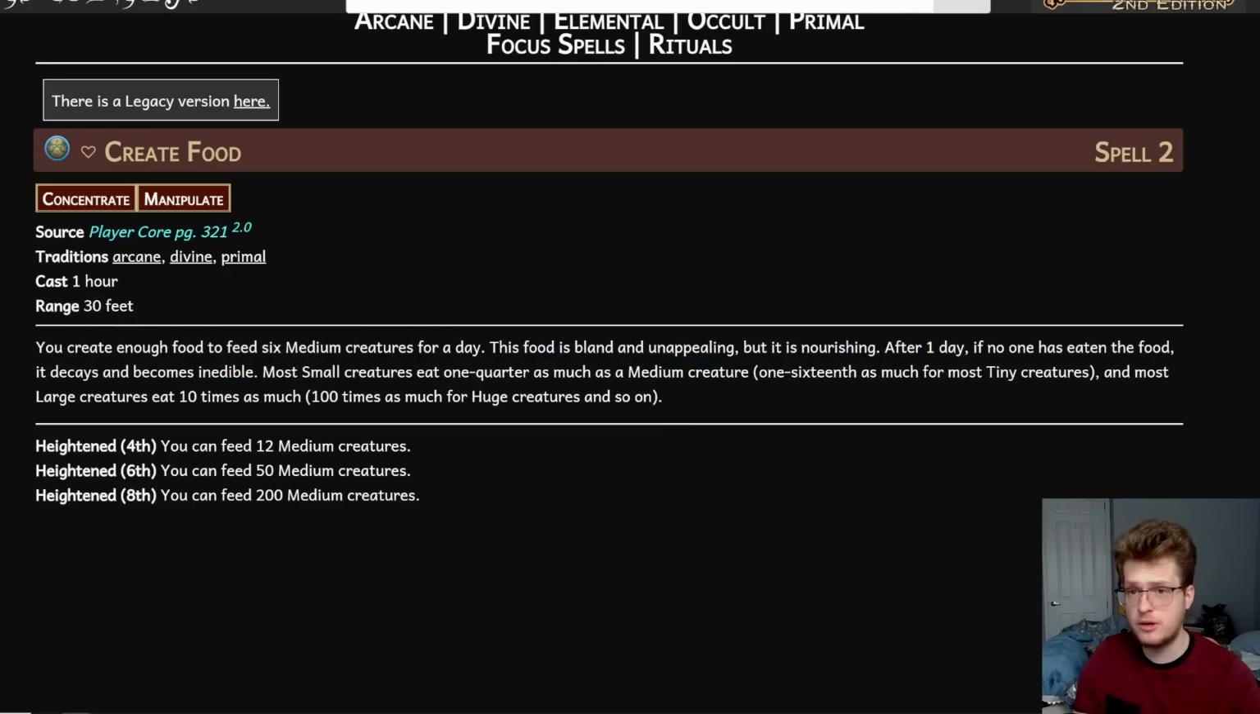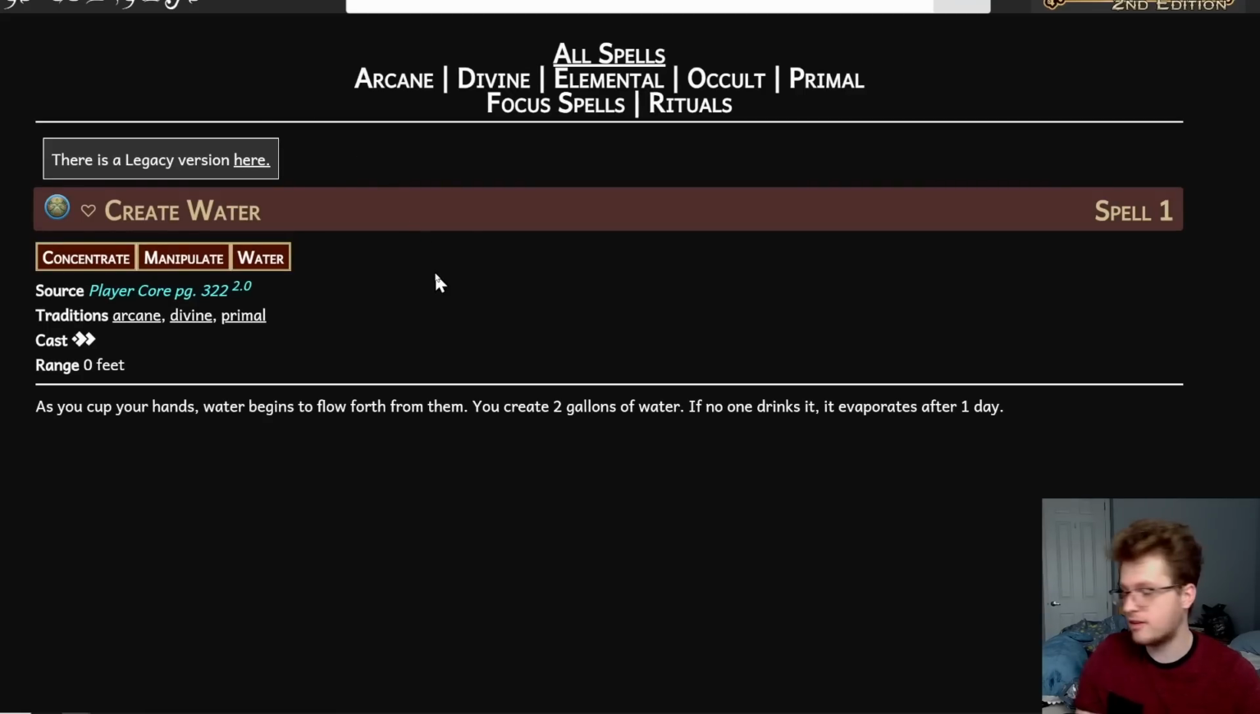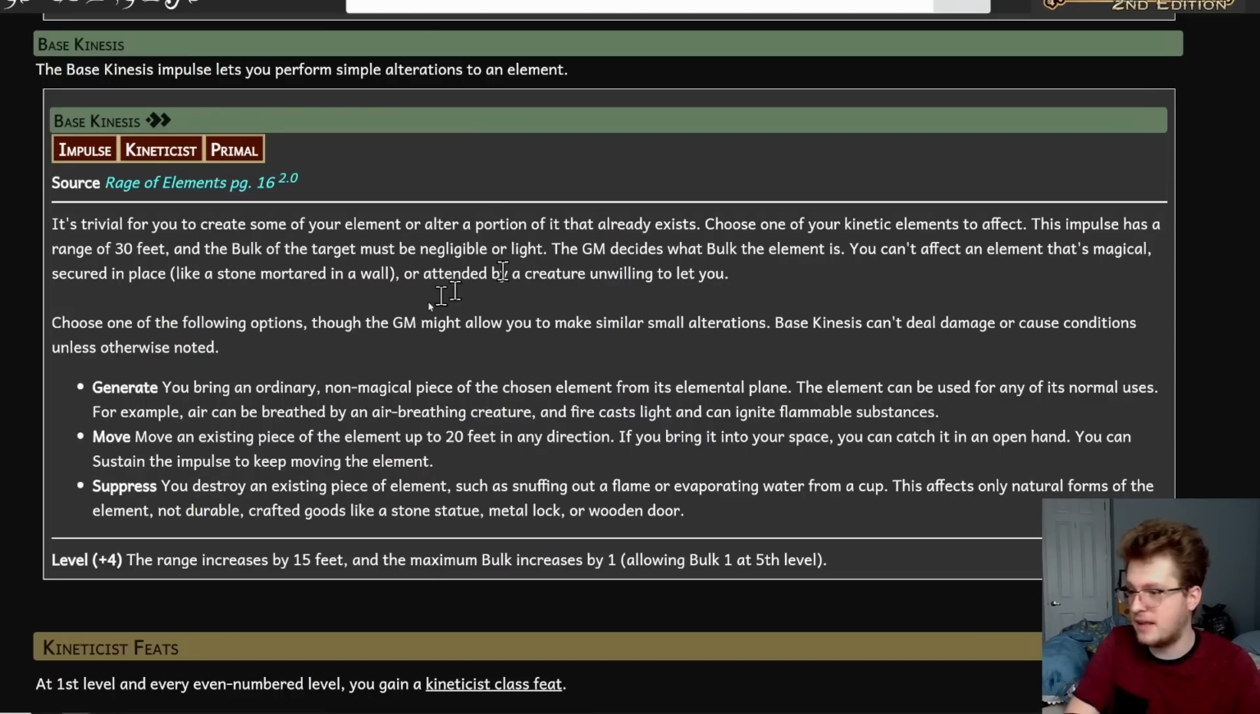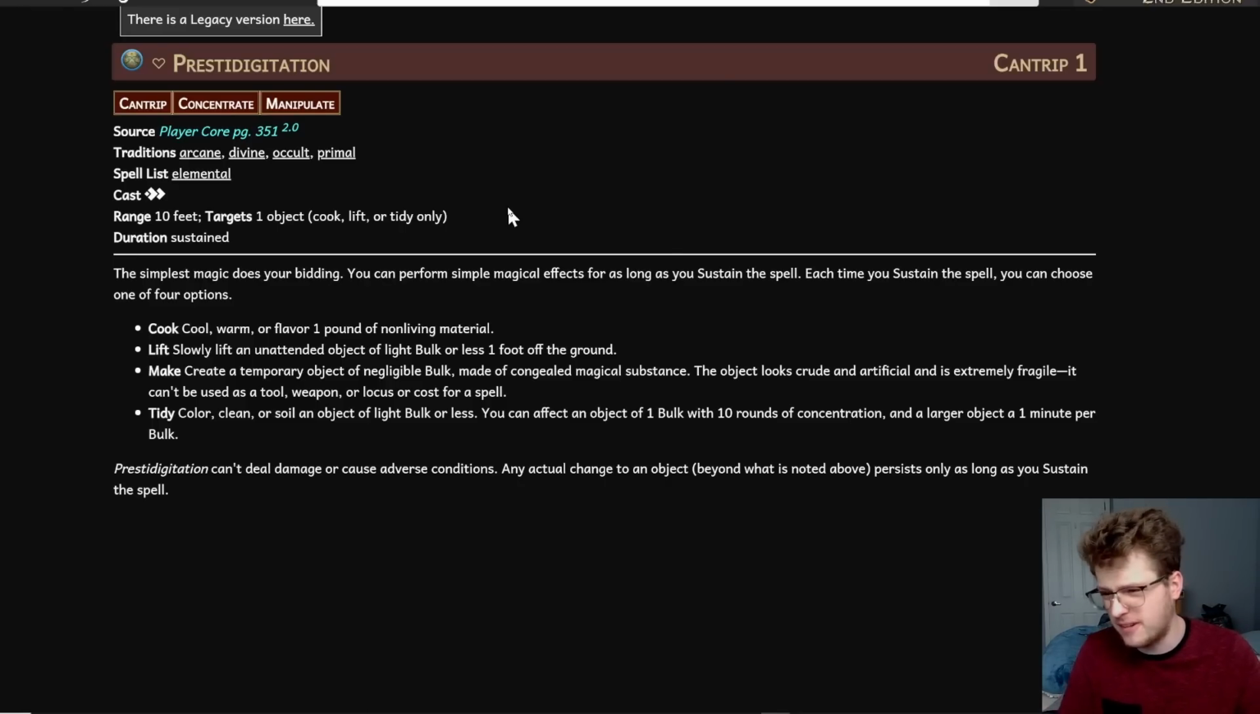But what if you don't need food and you need water? Well, here's a spell for that. You create a couple gallons. There you go. Kineticists can also use base kinesis to generate some of an element. And the element can be used for any of its normal uses. And air can be breathed by air-breathing creatures, etc. So, there you go.